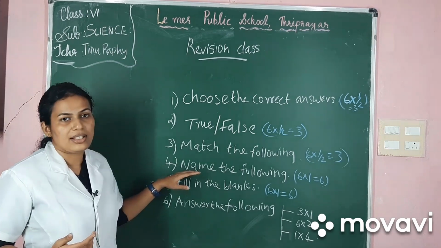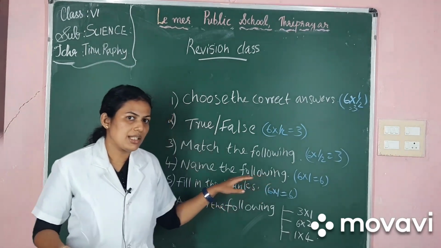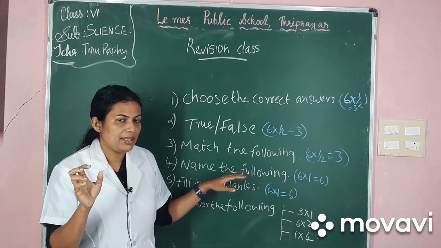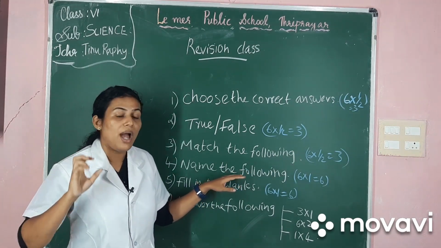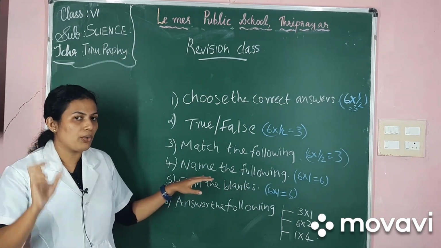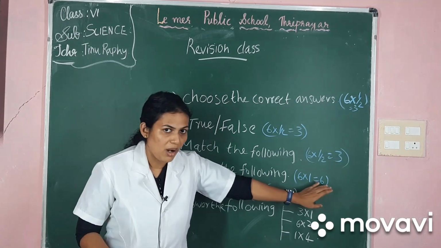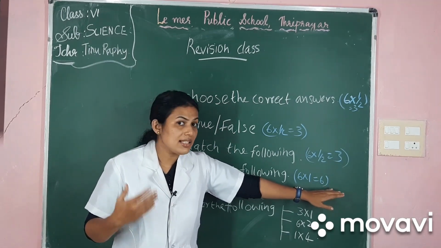Now, the fourth category of questions is name the following. These are like one-word questions where a statement will be given. You have to answer with the one word or the name of that statement. There are 6 questions which carry 1 mark each and in total it carries 6 marks.